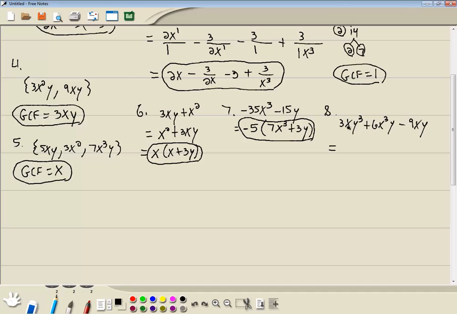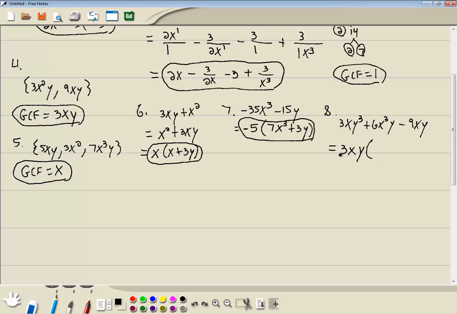Okay, look at the numbers. 3, 6, and 9, the largest number that divides into all those is 3. Now here we have an x, here we have 3 x's, and here we have an x. So we want to bring an x out. Always the one with the smallest exponent. If you have x, that's like x to the first. Now y's. We got y to the 3, y, y. Always bring out the one with the smallest exponent, so we'll bring out y to the first.